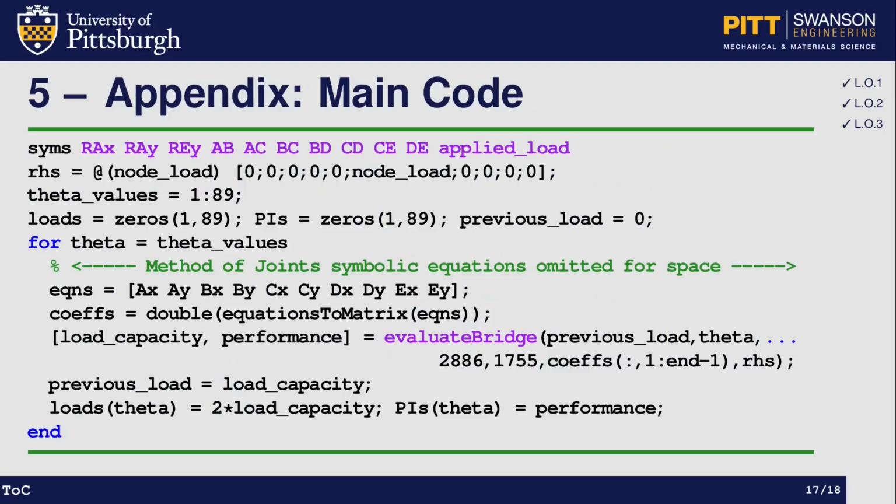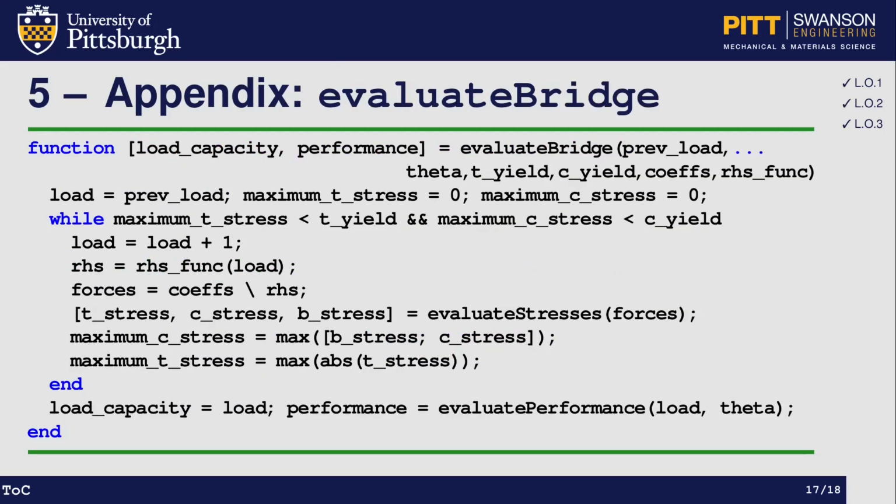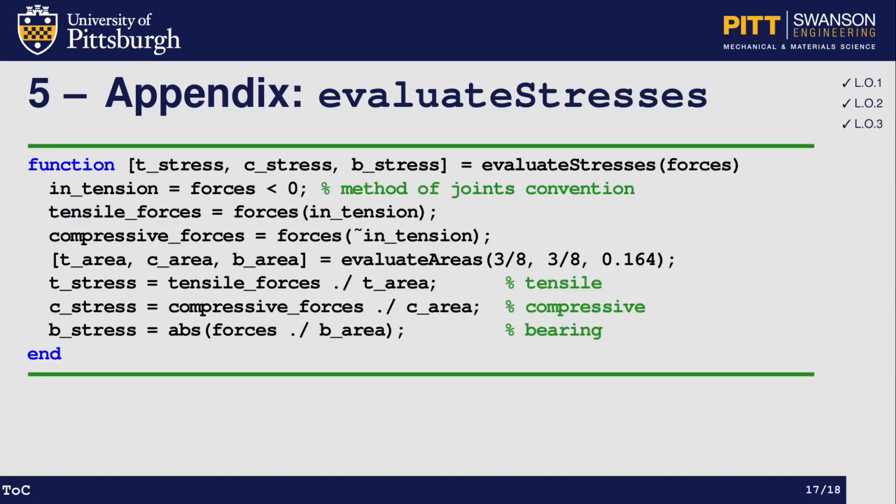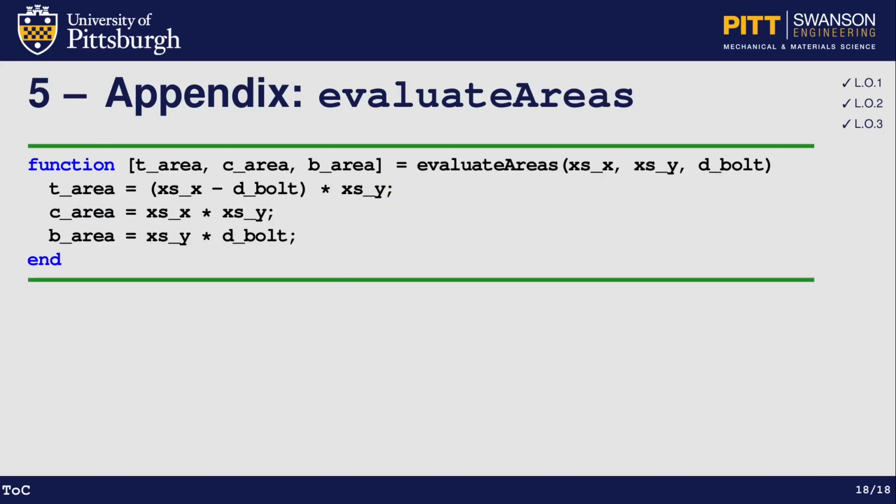Here we just have the main code again. We're calling out the evaluate bridge function, which gets called. That gets defined here. There's a whole bunch of stuff, and that calls the evaluate stresses and evaluate performance functions. So we'll define those. We have evaluate stresses. This calls evaluate areas, so we'll define that.